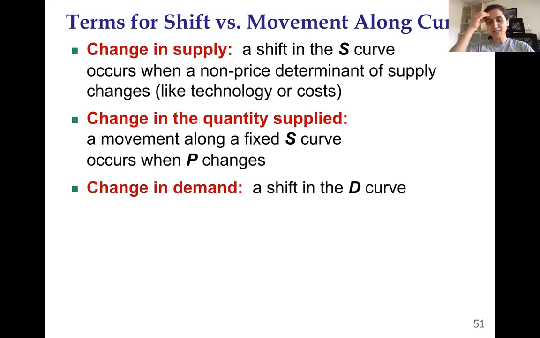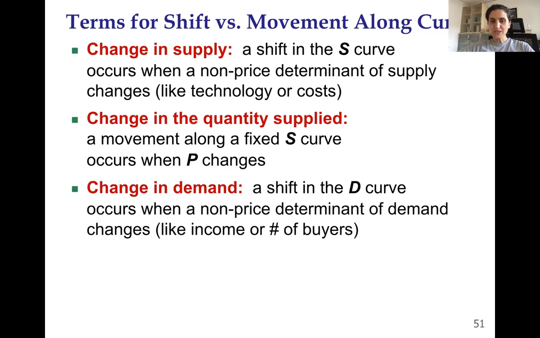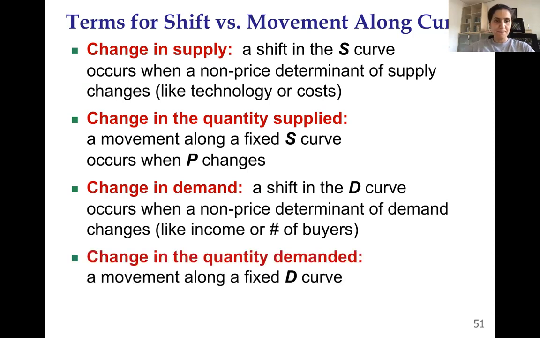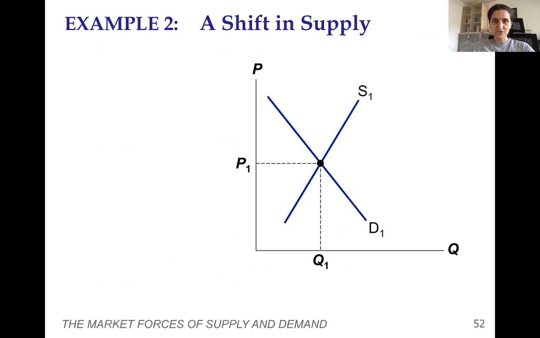A change in demand, a shift in the demand curve, occurs when a non-price determinant of demand changes, like income or number of buyers. What are the other things? Expectations, prices of other goods, tastes, etc. And a change in the quantity demanded, a movement along the demand curve, occurs when P changes.